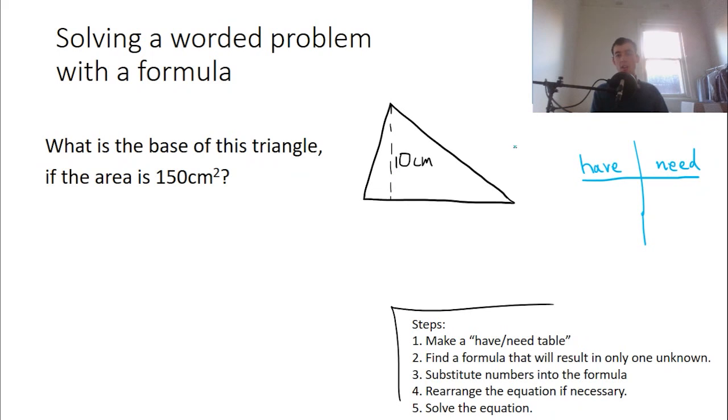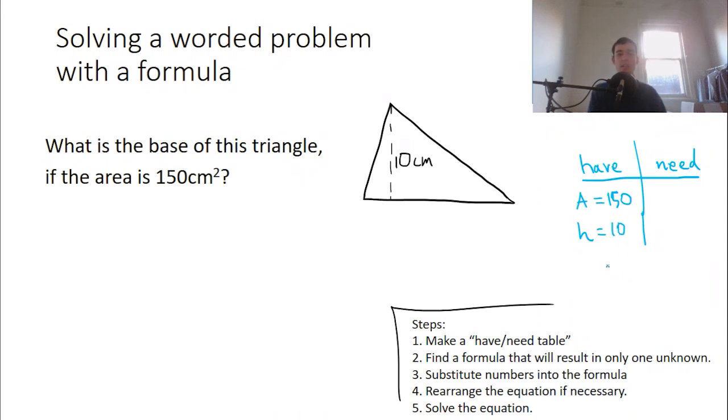So the question says the area is 150 centimeters, so let's say A equals 150. That's information that we already know. And also we've got this 10 centimeters. What is that? Hopefully you remember this is the height of the triangle. So let's call that H, and we'll say that's 10.